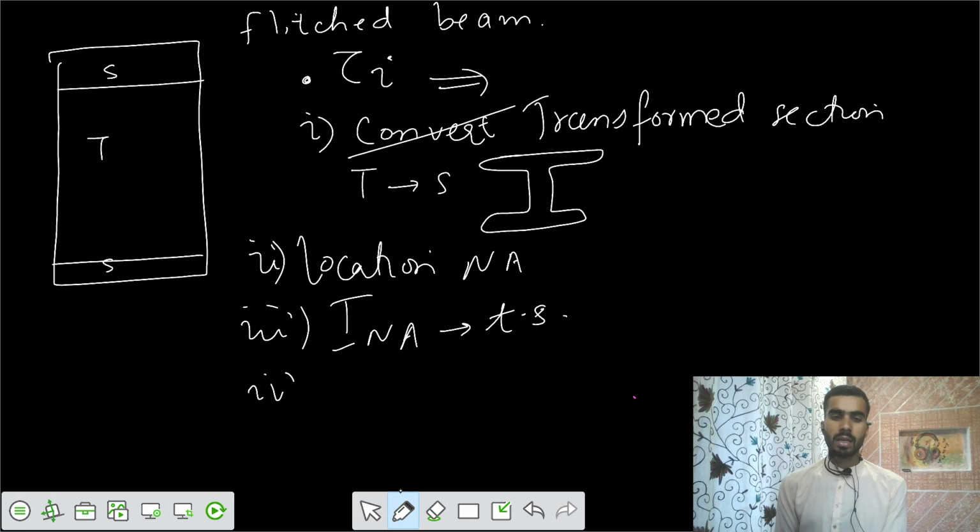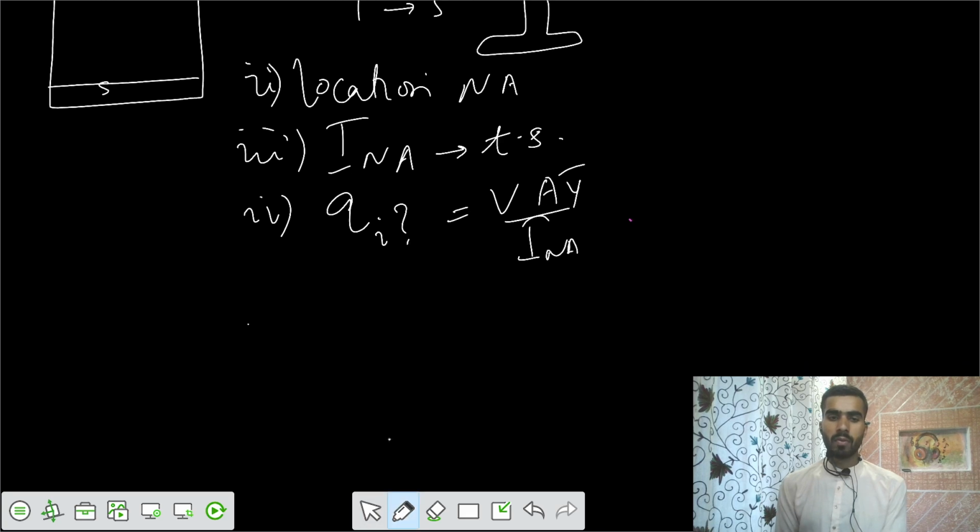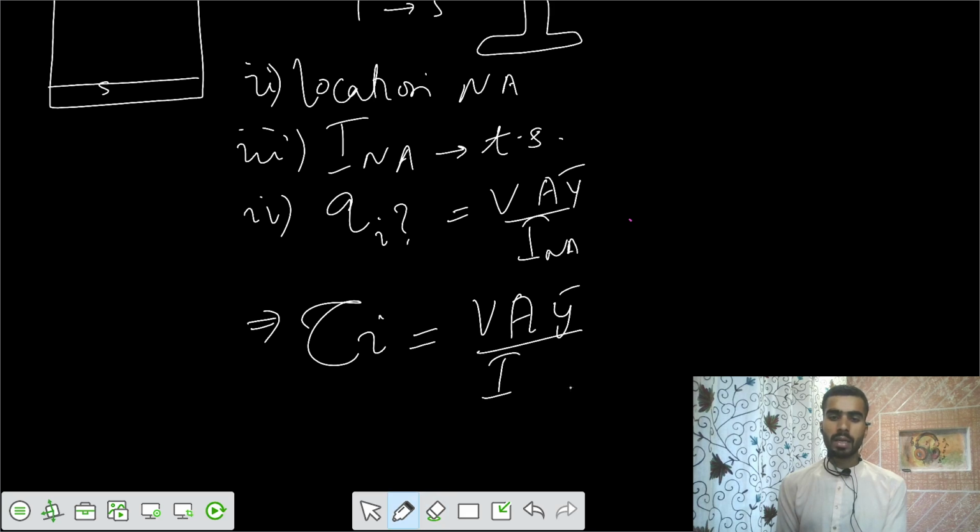After that, the shear flow at any location equals VAy bar by I about the neutral axis. If you want the shear stress at that location, you can directly get it by dividing by the actual width here. If you divide by the actual width, you can get the actual shear stresses here.